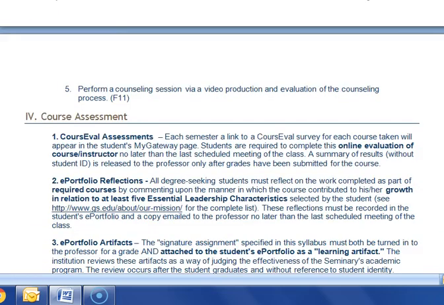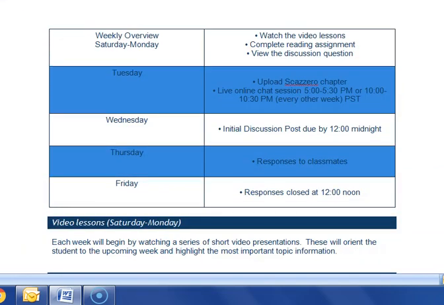So going down to the course assignments, you can see that there is an overview on page 3 of the syllabus. You're going to need to pay attention to this overview and the schedule. Monday would be a good day to make sure that you have watched the video for the week, do your reading over the weekend, and then look at the discussion question and be thinking about how you would respond to that discussion question in light of the video lesson and the reading.